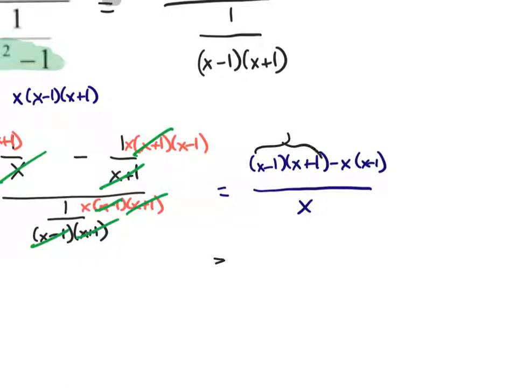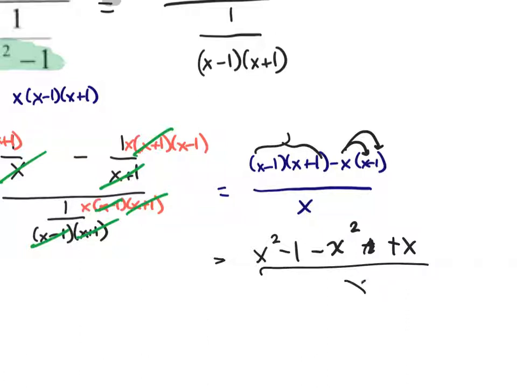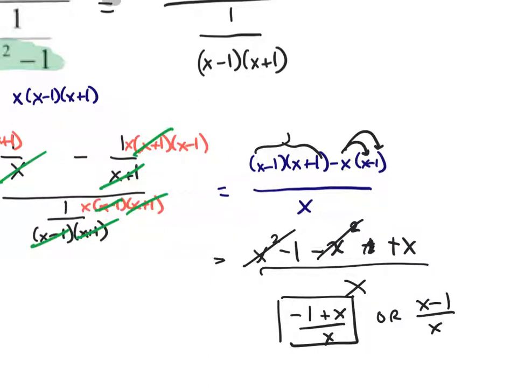If I FOIL these two, I know that's x squared minus 1 because I unfoiled it and got that. Here I can distribute the negative x, so that's minus x squared. And that's going to be a negative x, so negative x times negative, or positive x, because a negative times a negative is positive, all over x. Now you can see on the top the x squareds go away, so I'm left with negative 1 plus x over x, which would be our answer. If you wanted to, you could write it as x minus 1 over x. That would also be fine, but that's what your final answer would be.